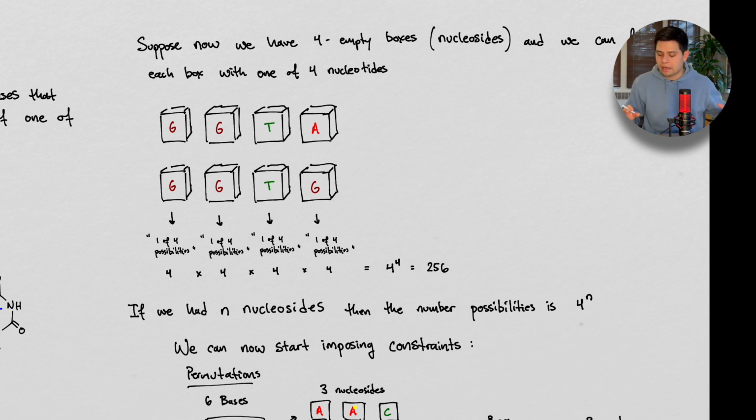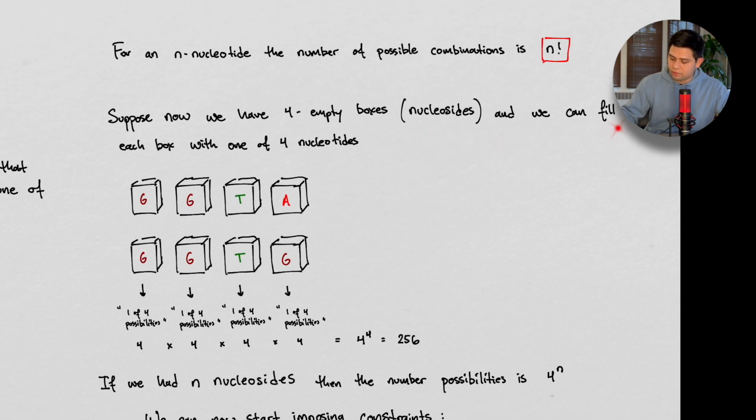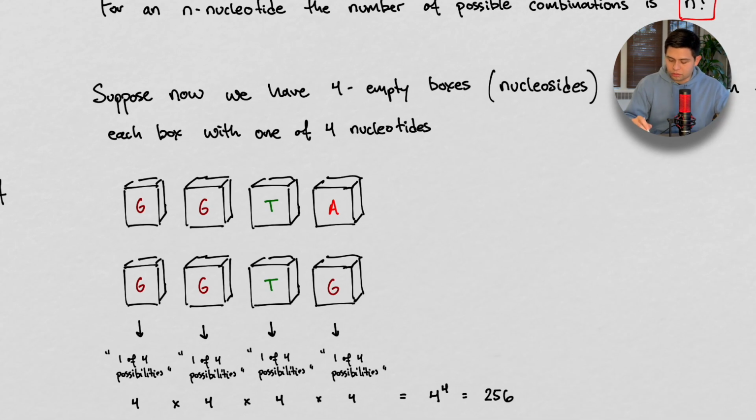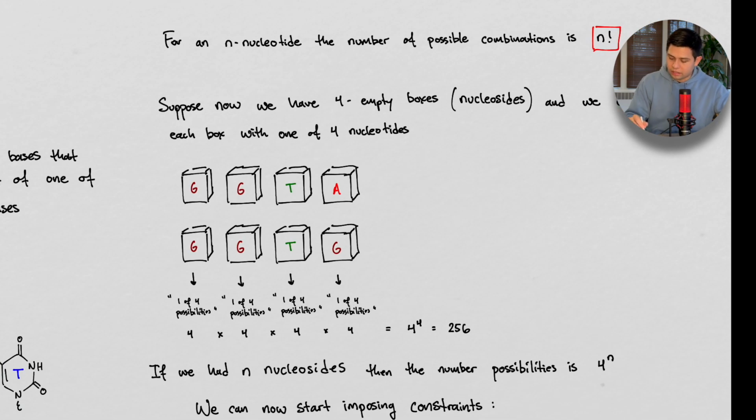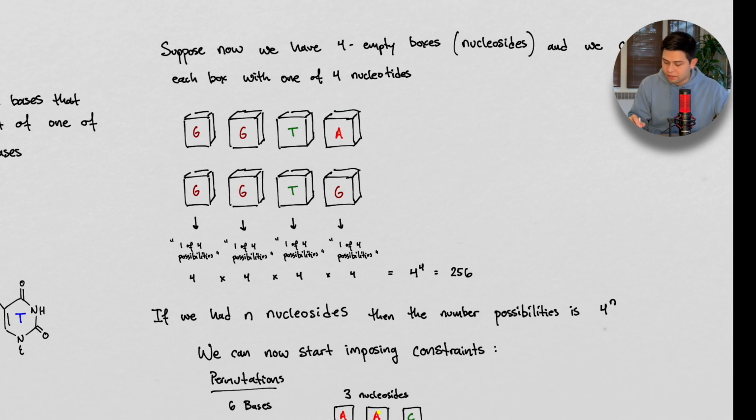Okay? And if we have an infinite number of bases at our disposal, we want to ask the question now: if we have what I'm going to call 4 empty boxes, these are going to be the nucleosides, and we could fill each box with one of the 4 nucleotides, or one of the 4 bases. I'll just call them nucleotides for right now. Well, in one case, say we have G, G, T, and A. Okay, this is one possible situation we can have. Another situation we can have is G, G, T, and G. Right. This can go on and on and on.